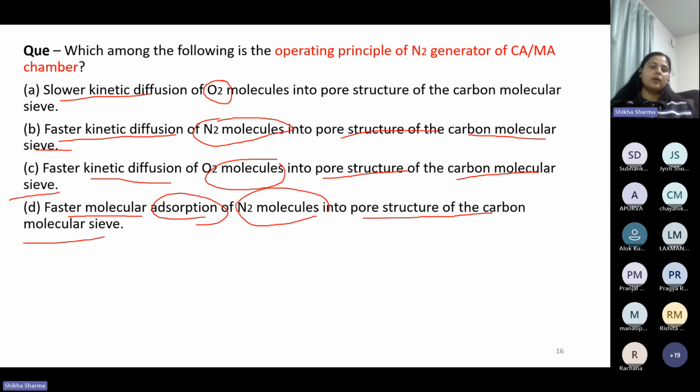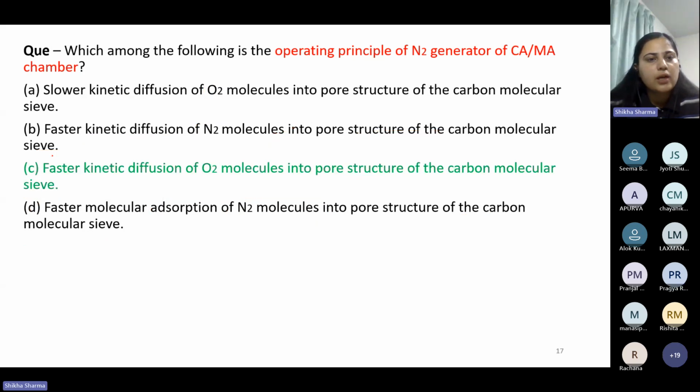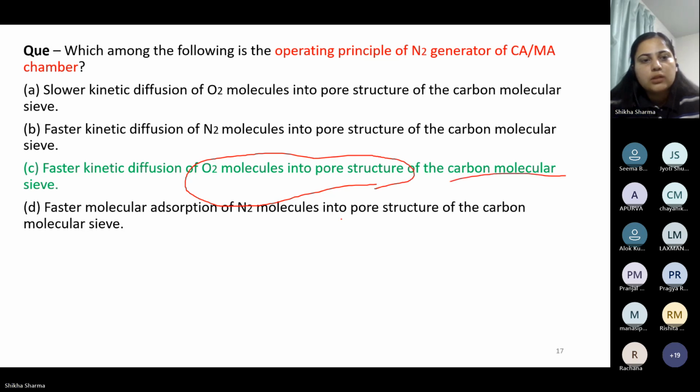It's from the last topic. Option D, madam. Okay, option D. Option C. Option C. So let's see. It's option C, which is faster kinetic diffusion of oxygen molecule into the pore structure of carbon molecular sieve.